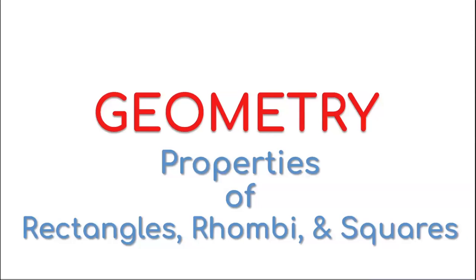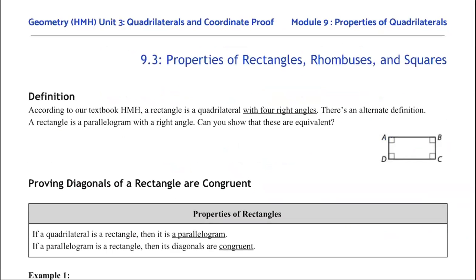Geometry, properties of rectangles, rhombi, and squares. So here are the definitions. According to our textbook, HMH, the rectangle is a quadrilateral with four right angles. There are alternate definitions, and some books, instead of doing it that way, define a rectangle as a parallelogram with a right angle. I like that slightly better, but can you show that these are equivalent statements?